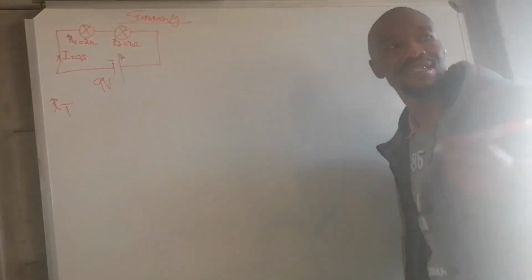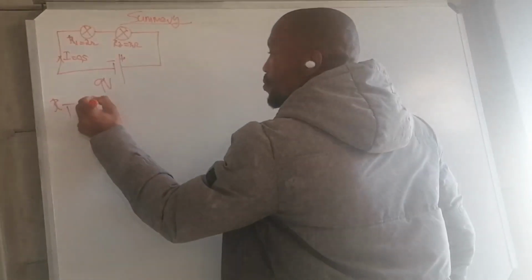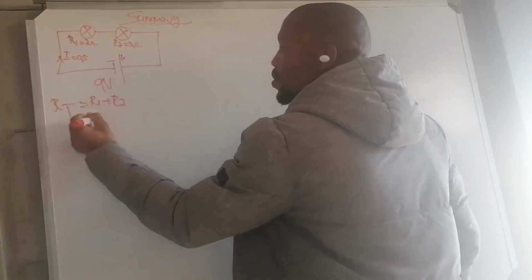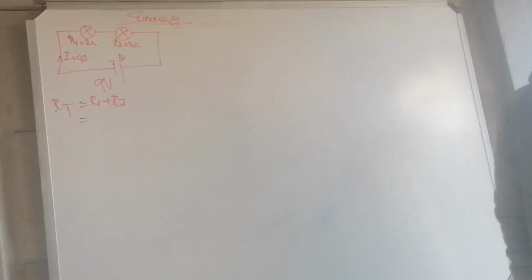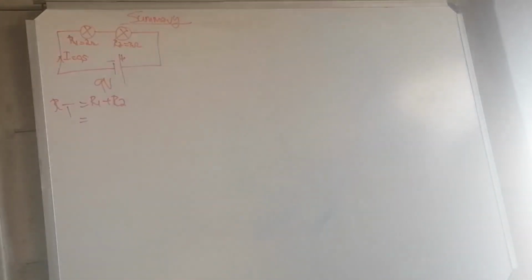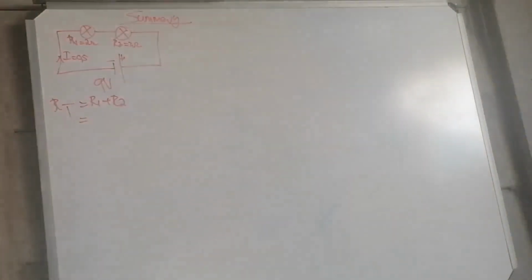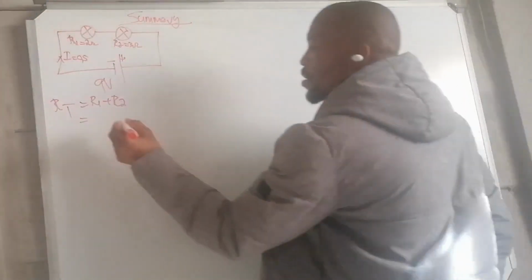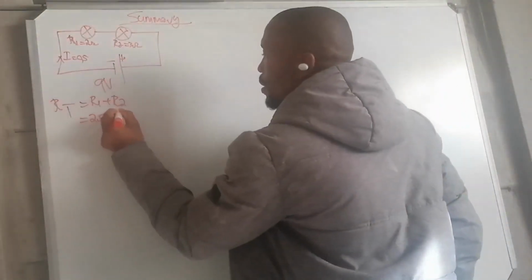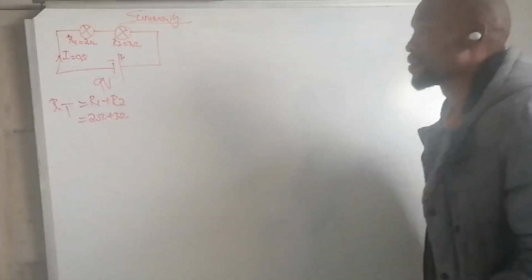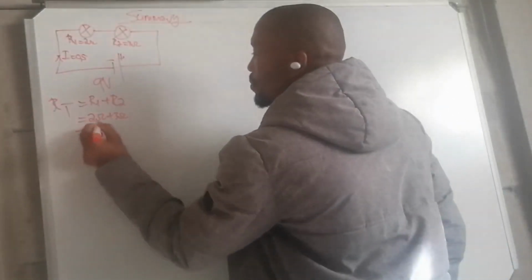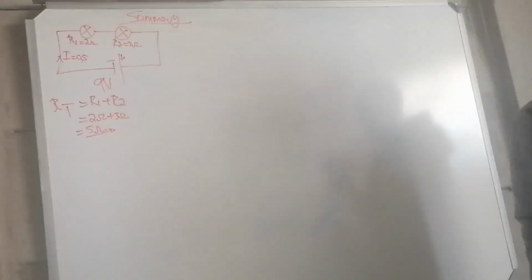The total resistance in a series circuit is equal to R1 plus R2. You are adding the resistances of that external circuit, and then you are just calculating the sum. By doing so, 2 ohm plus 3 ohm gives the value 5 ohm. So the total resistance of the circuit has increased.